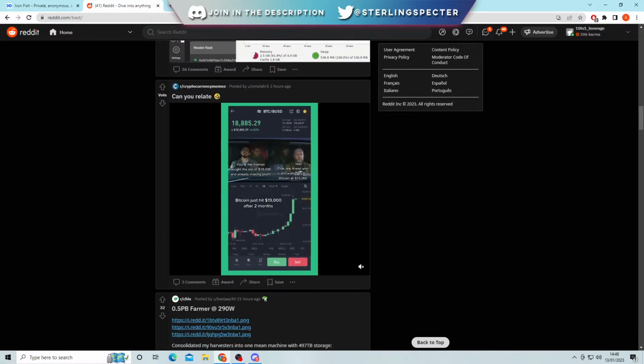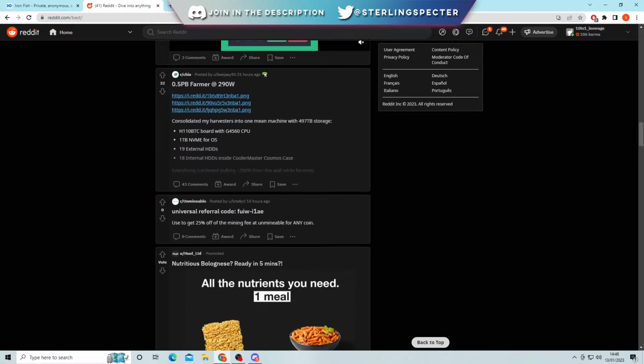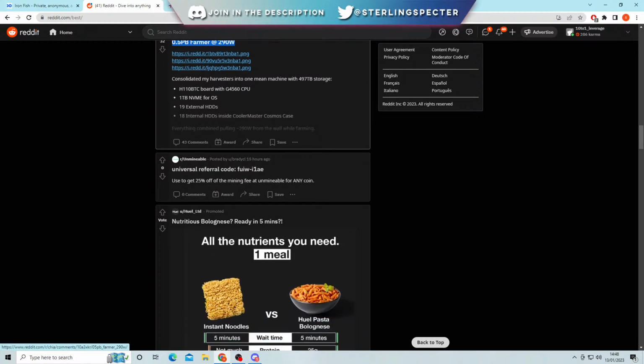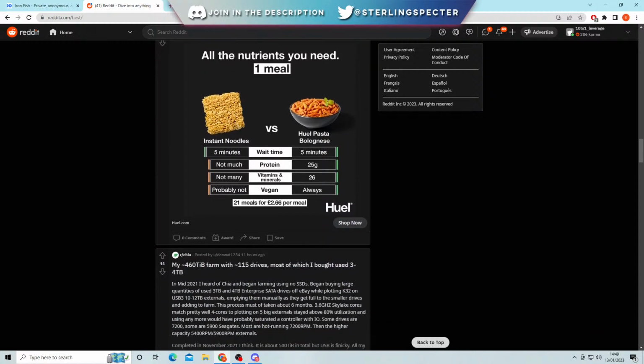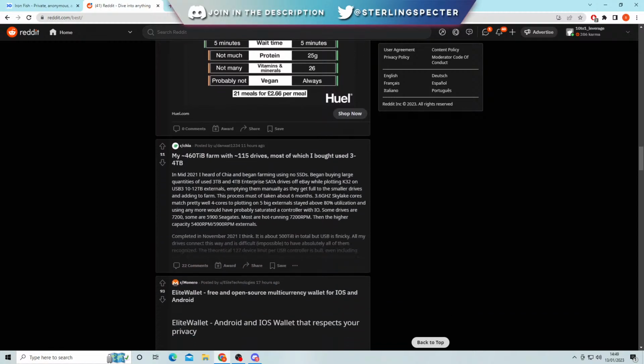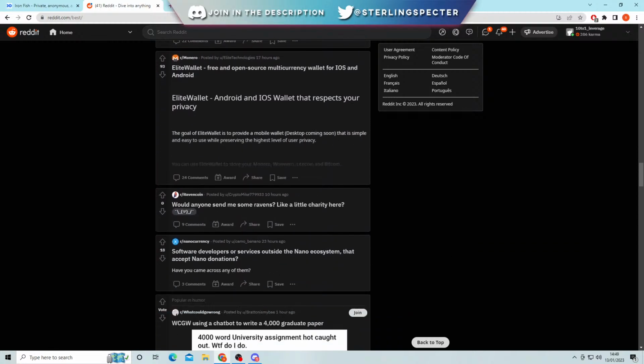It's been syncing for 4 months, right? Anything else? See, look, the Chia farmers, yeah. Consolidated my harvesters into one machine with 497 terabyte storage. Everything compiled, pulling in 290 from the wall farming. I mean, yeah, it's good if you've already paid for the miners, but it's not really the best time to buy it right now. I don't believe anyway.